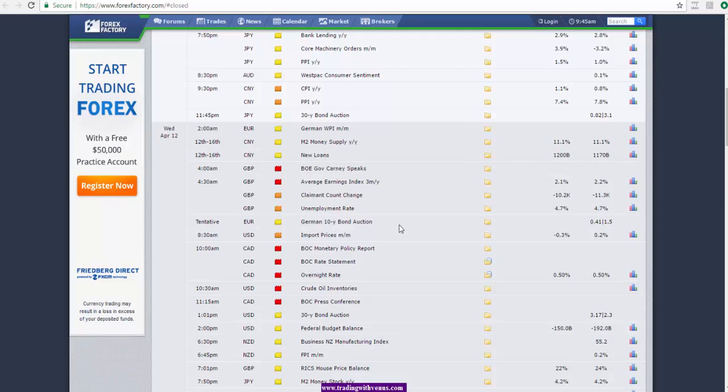And in the US session, we have another central bank here. We have the Bank of Canada interest rate and rate statement, and there is also a press conference later on. So this will be an important day for the Canadian dollar, as well as we have crude oil inventories. So this could be market moving for the Canadian dollar. We're not expecting an interest rate change.